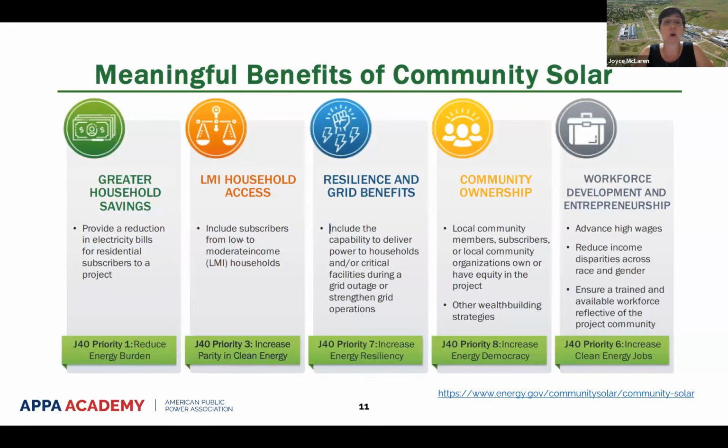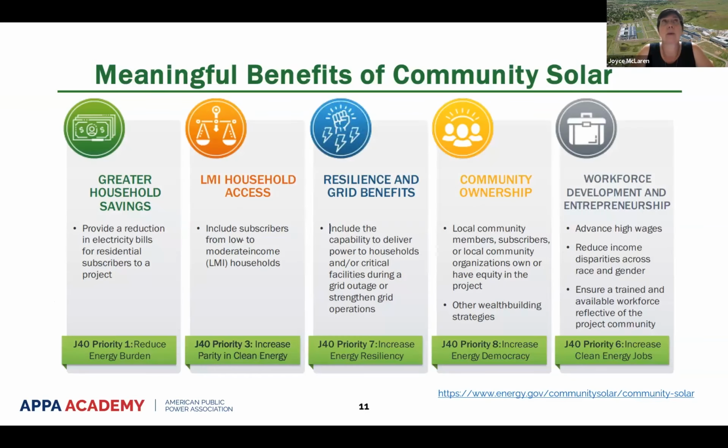The partnership has goals and has identified 5 meaningful benefits of community solar. Those benefits are to increase household savings due to community solar, to bring solar access to low and moderate income households, to increase resilience and grid benefits through community solar, and to enhance community ownership opportunities and workforce development and entrepreneurship opportunities through the use of community solar.